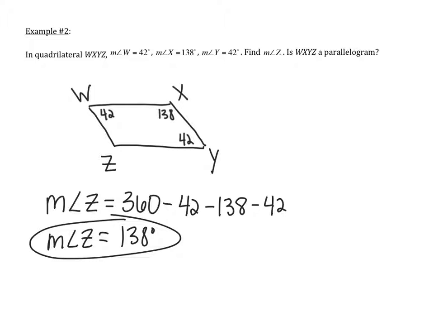Then it asks us, is WXYZ a parallelogram? So notice that opposite angles are congruent. By theorem 8.8 from the first slide, if we know both pairs of opposite angles of a quadrilateral are congruent, then the quadrilateral is a parallelogram. So we would say, yes, WXYZ is a parallelogram because opposite angles are congruent, which by theorem 8.8, if we know that both pairs of opposite angles of a quadrilateral are congruent, then the quadrilateral is a parallelogram.